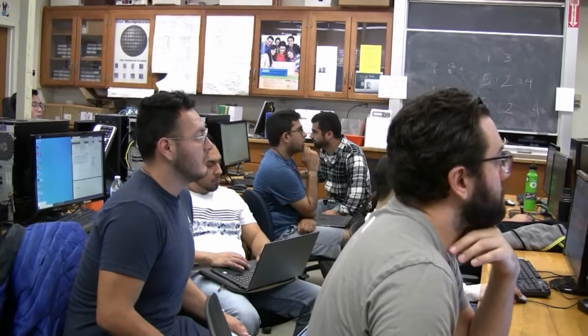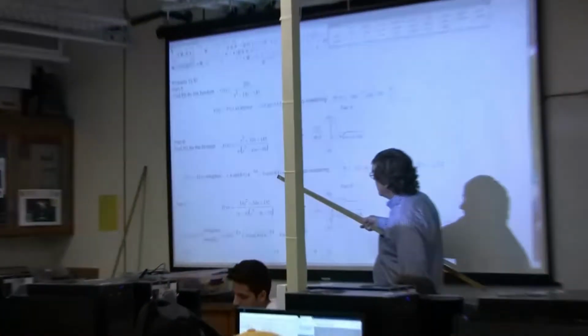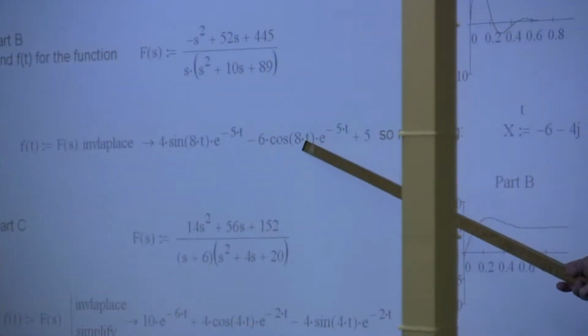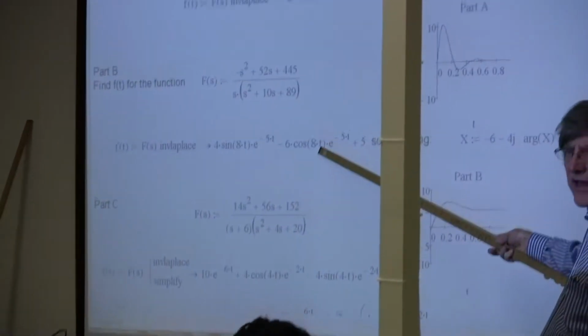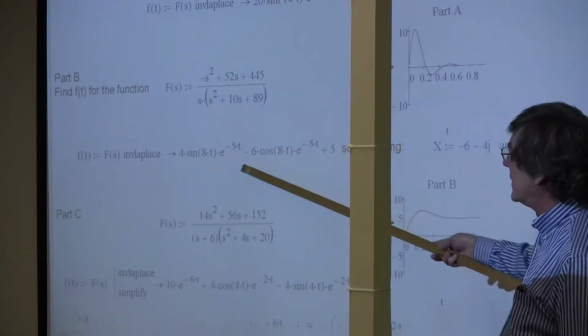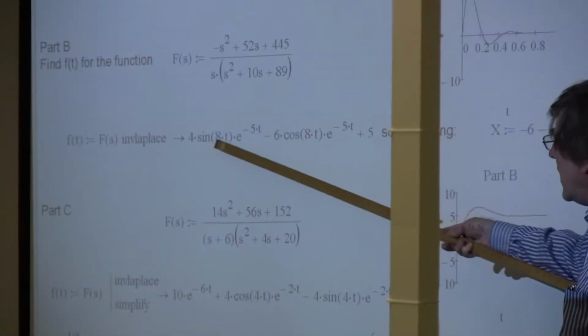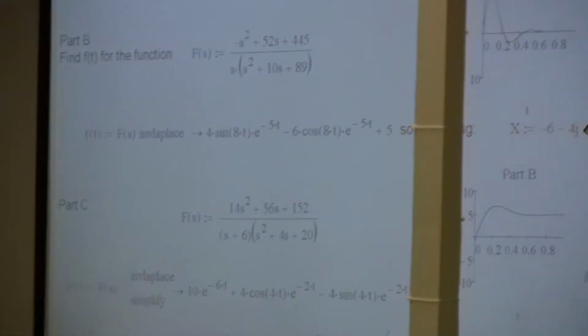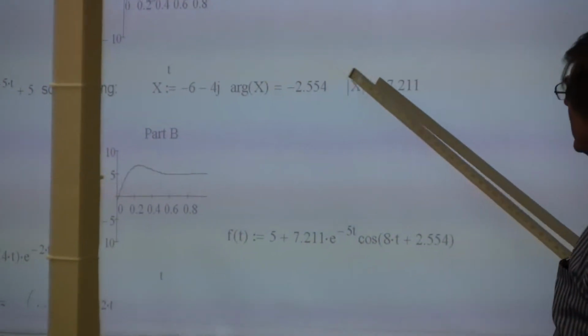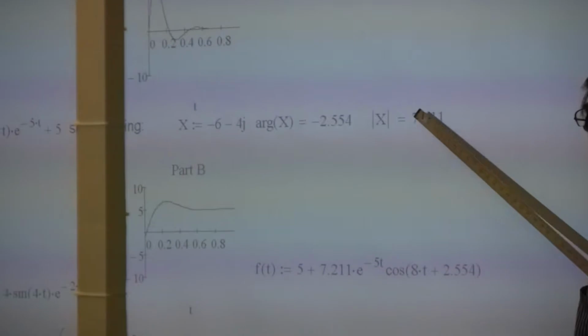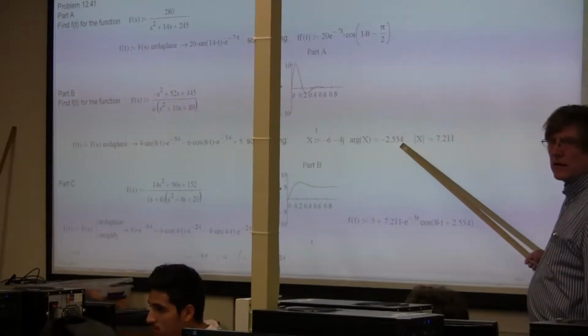We factored the e to the minus 5t out of these two expressions, right? And because they have the same frequency, 8 radians per second t, you can combine these two into a single cosine that has this amplitude with this phase angle.